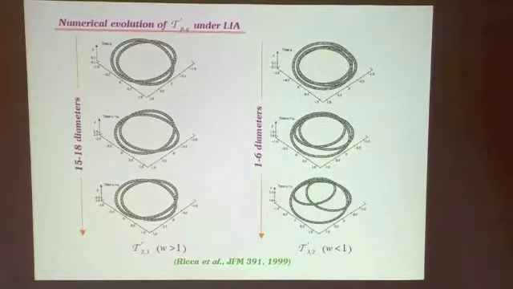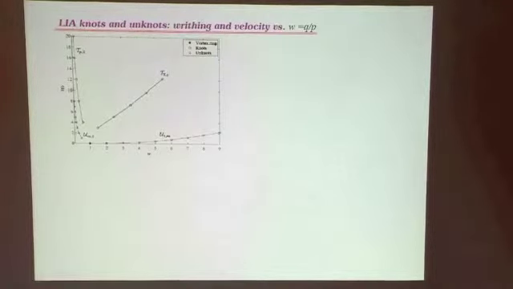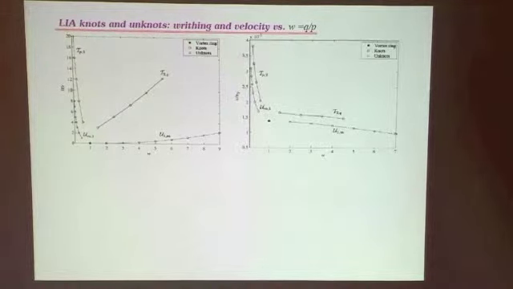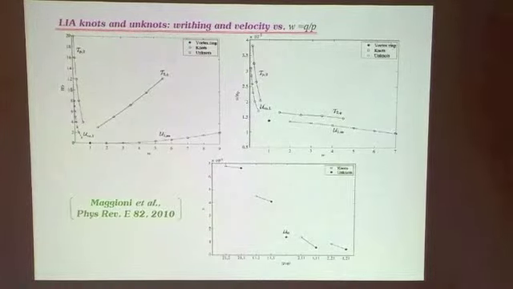This was done in 1999, but it was redone recently by investigating lots of other properties with better code, and again, consistently we found this interesting result. We just looked for a number of properties. Here I show you the writhing number against winding number, the velocity with respect to the winding number, and the relevance of topology with respect to unknots.